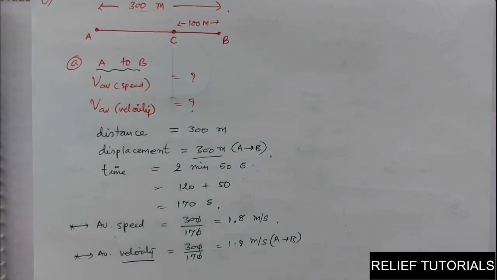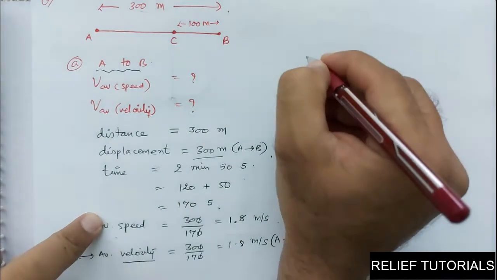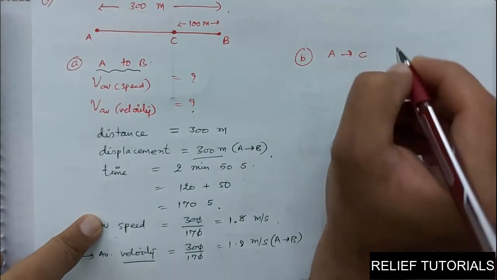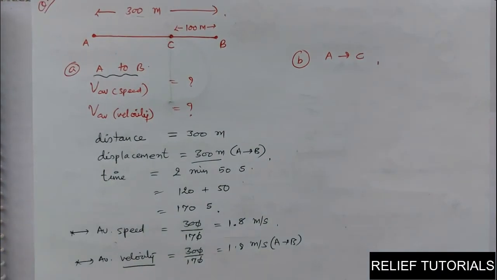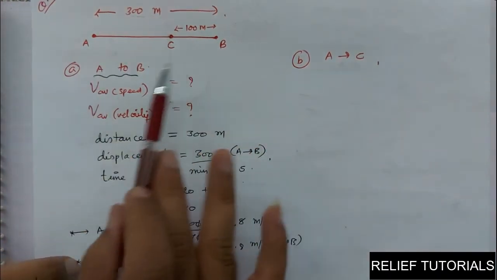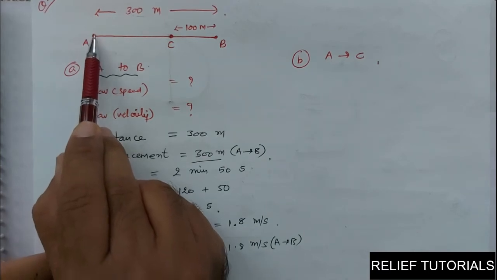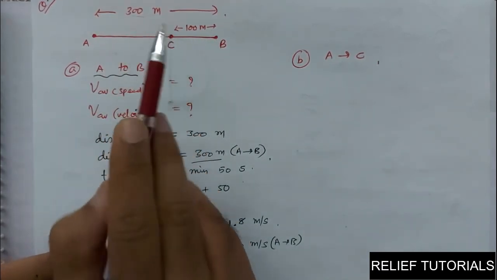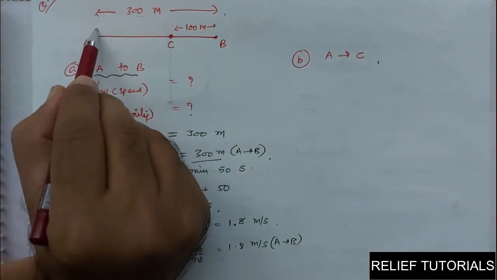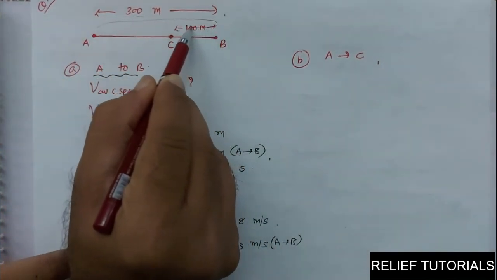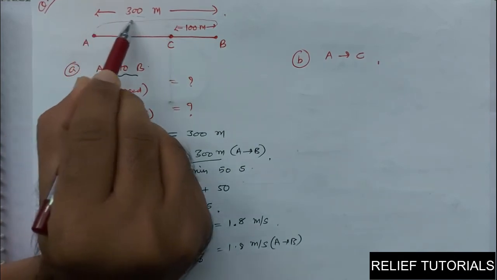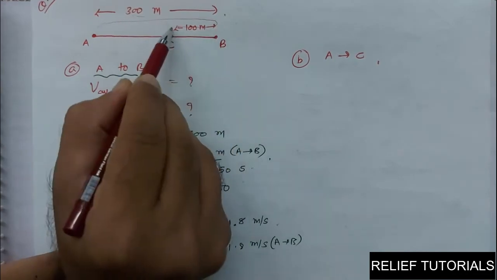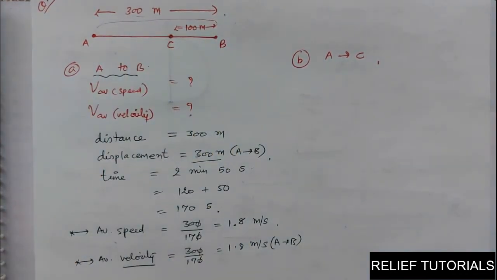But now the second case, in the same question, you again find average speed and average velocity, in the second case from A to C. Now what is from A to C? A to C means, look at here, the particle goes from A to B first and then C. So when you think about the distance, distance will be AB distance plus BC distance. So 300 to go from A to B and then one more 100. So 300 plus 100, it is 400 meter distance.